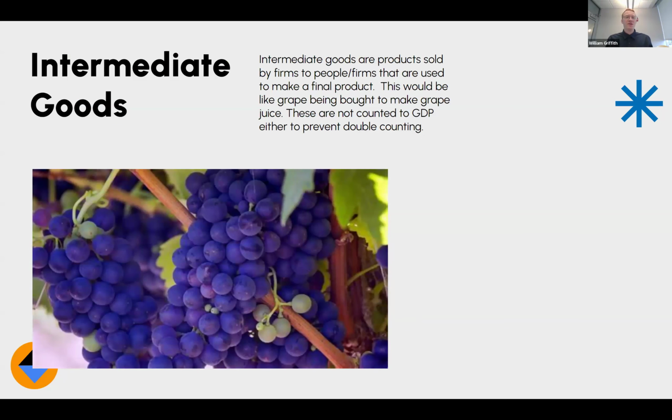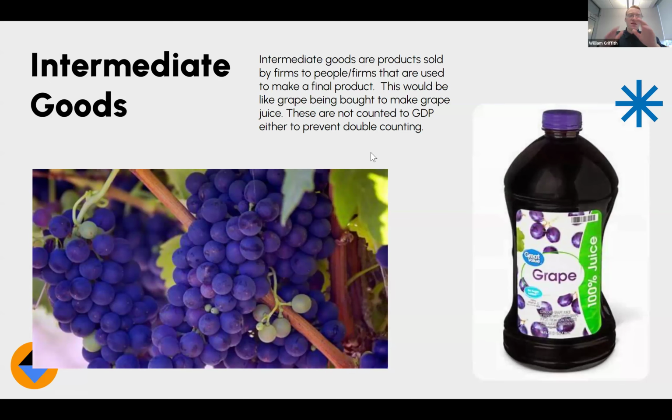And I said we'd come back to intermediate goods. So let's talk about those now. Long story short, they're goods that are bought by a firm and used to make another product, which is then sold to people. My example here is grapes. Grapes are a great intermediate good. If a company buys grapes for $3 and makes grape juice, and they sell the grape juice for $7, it's not $10 worth of GDP. It's only 7. Because if we count the grapes for 3 and then the grape juice for 7, we're double counting. We don't want to double count the same product or the same money for GDP.